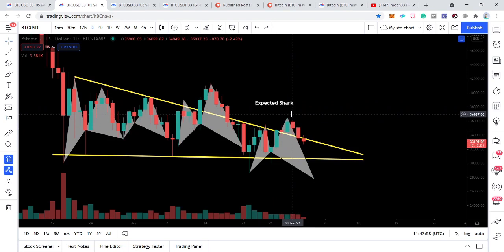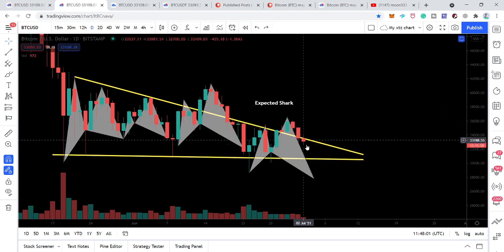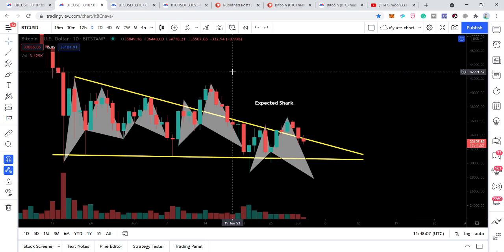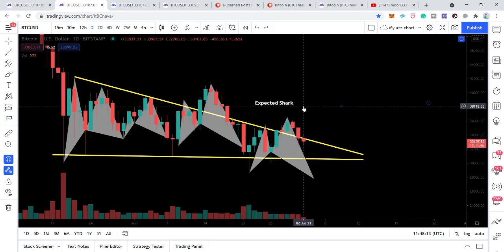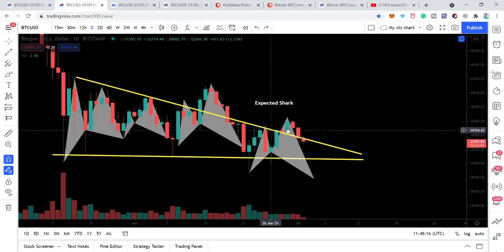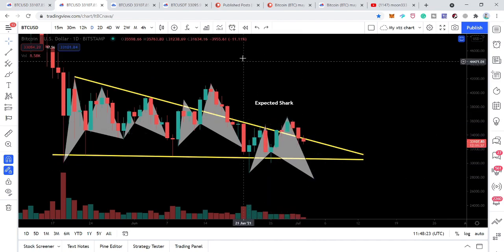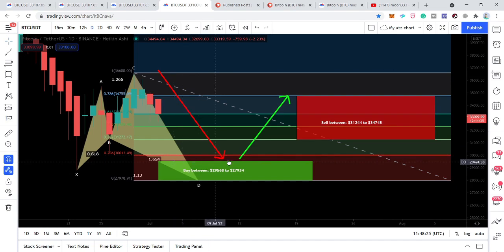Therefore, I'm expecting that this time it can again move down to complete this final leg that starts from 0.886 to 1.13. It means that it can move down 88.6% to 113%, and this is the percentage of the X to D leg of this length. As per the Fibonacci sequence, our buying and sell target starts from $29,568 and ends at $27,934.